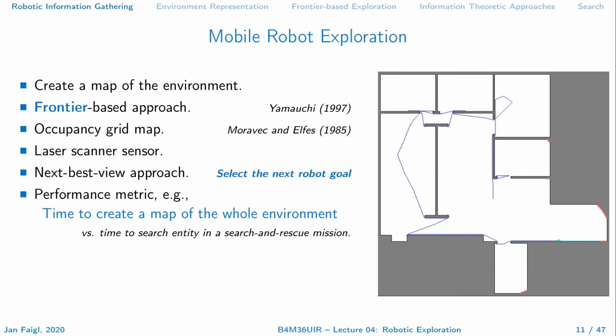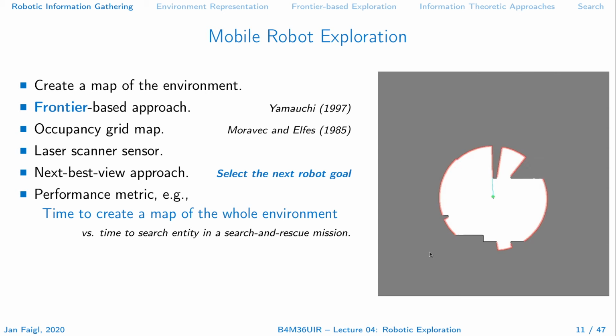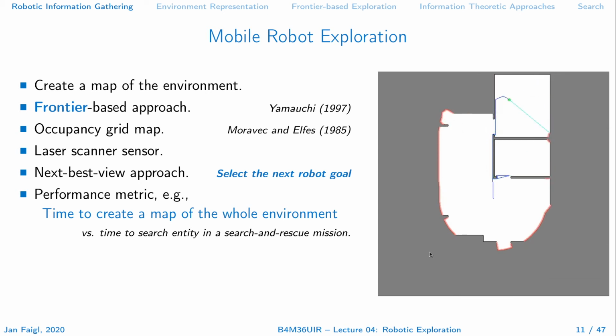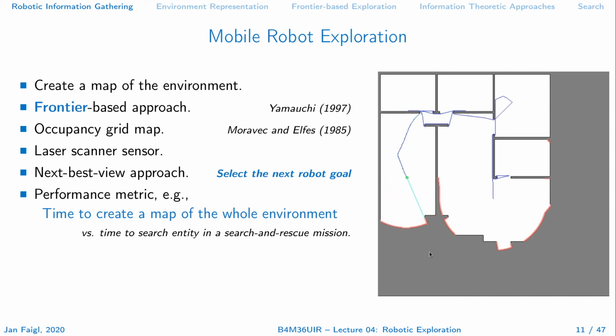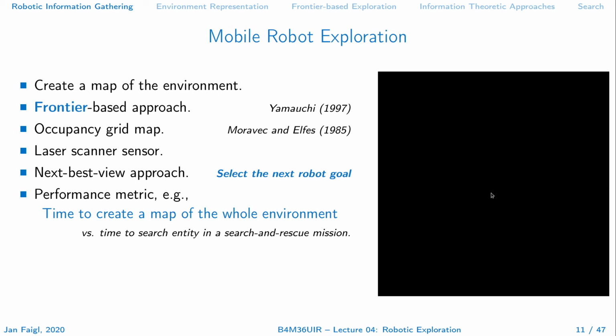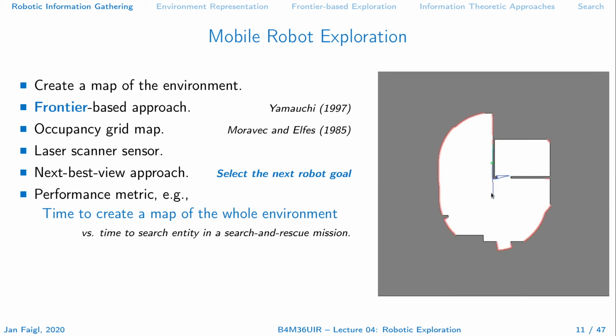So this is related also to the environment representation, and mostly in such a setup we can use an occupancy grid. We can also rely on the availability of the laser scanner, because in the 2D environment it provides great data. Of course, there is the next best view. So once we select it, we will navigate to the next best view location.